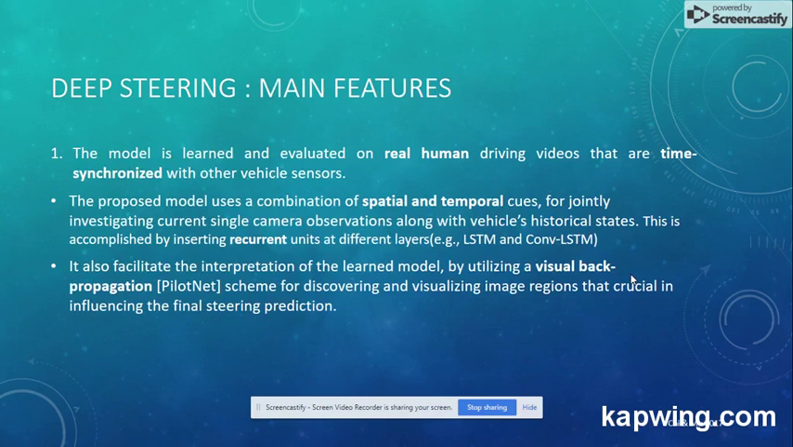So what are the main features in the deep steering module? This module uses real human data, which are time synchronized with other vehicle sensor data. It uses a combination of spatial and temporal convolution to get the recurrent neural networks, which are used at different layers. This is especially useful when you need the vehicle's historical state as well as the current state. Also, it uses the visual backpropagation scheme for discovering image regions that are crucial in the final steering prediction.